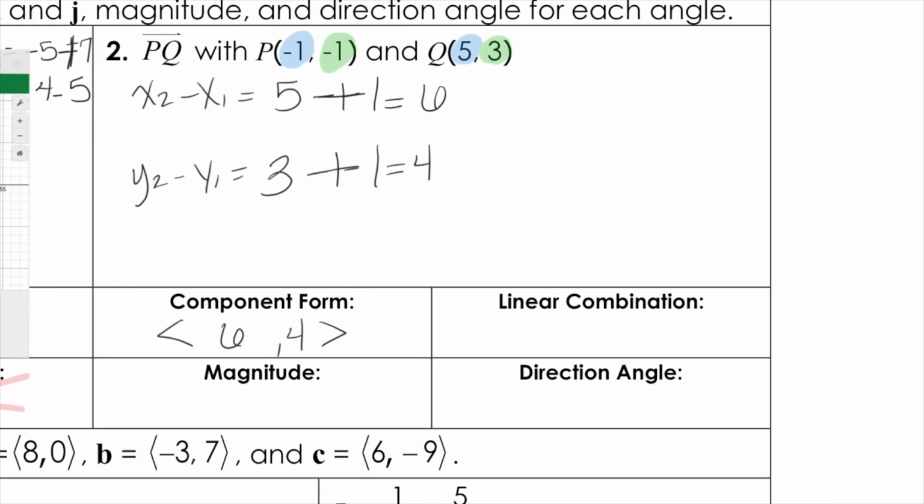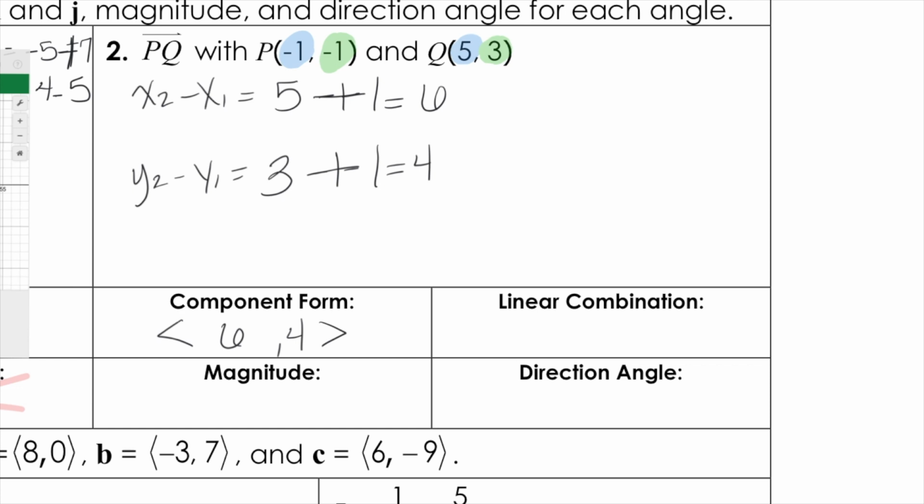So your magnitude of this particular vector is equal to the square root of your change in x. That triangle is just a shortcut for saying x2 minus x1. It just means your change in your x's squared plus the change in your y's squared, so y2 minus y1.